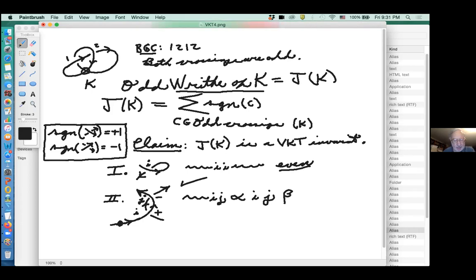So I will just put a little wiggly line, just focusing on this bit of the Gauss code: I, J, some string of symbols, I and J. So now, what I claim is that I and J are both odd or both even.